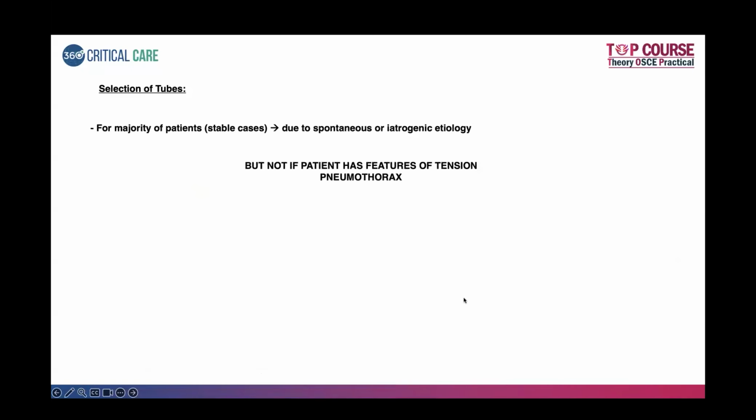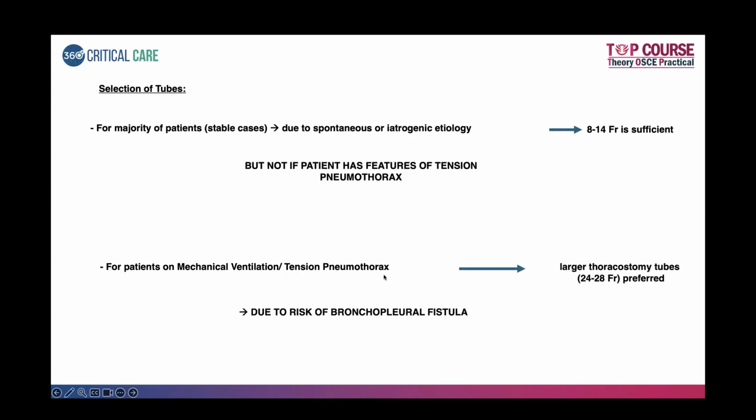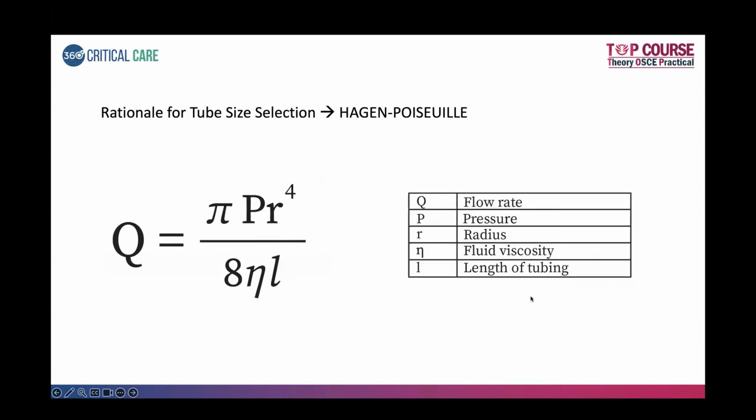So for selection of tubes, for the majority of cases, like stable cases due to spontaneous or iatrogenic etiology, usually a 14 to 18 French is sufficient, but not if the patient has features of tension pneumothorax. For patients on mechanical ventilation or with the presence of a tension pneumothorax, you will need to go with larger thoracostomy tubes, usually 24 to 28 French is preferred, mainly due to the risk of bronchopleural fistula.